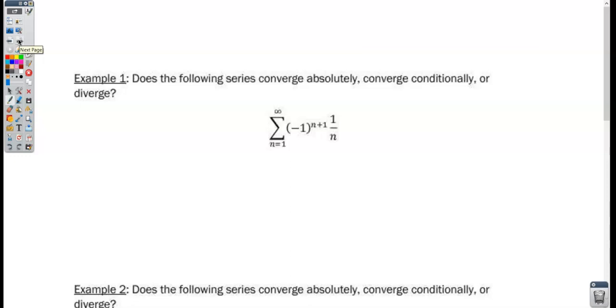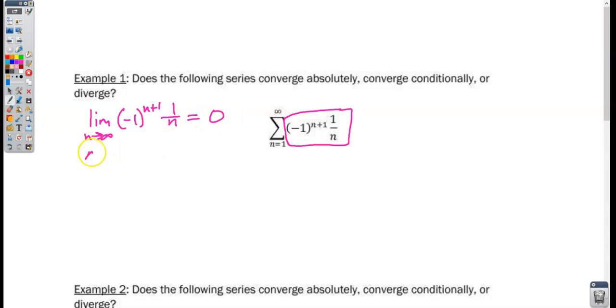So let's look at example 1. Does the following series converge absolutely, converge conditionally, or diverge? So the first thing I try is the limit as n approaches infinity of a sub n in my original series. Okay, so I'm going to take the limit of this as n approaches infinity, and that limit is equal to 0, so the nth term test was inconclusive.